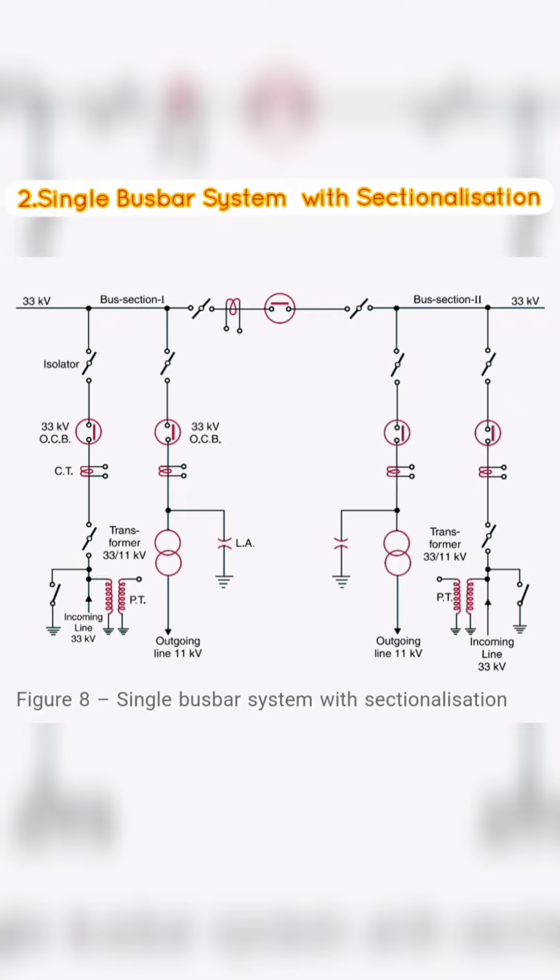Figure 8 shows busbar with sectionalization where the bus has been divided into two sections. There are two 33 kV incoming lines connected to sections I and II as shown through circuit breaker and isolators. Each 11 kV outgoing line is connected to one section through transformer, 33/11 kV, and circuit breaker. Note: it is easy to see that each bus section behaves as a separate busbar.